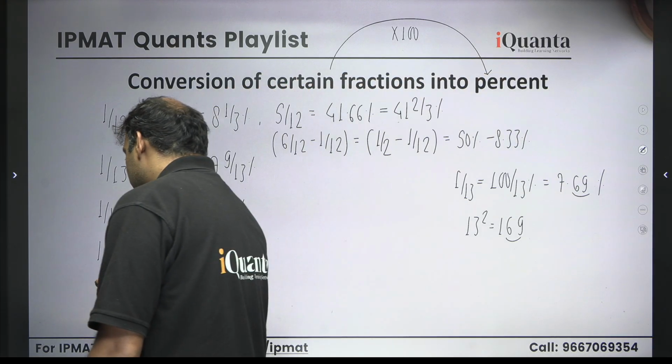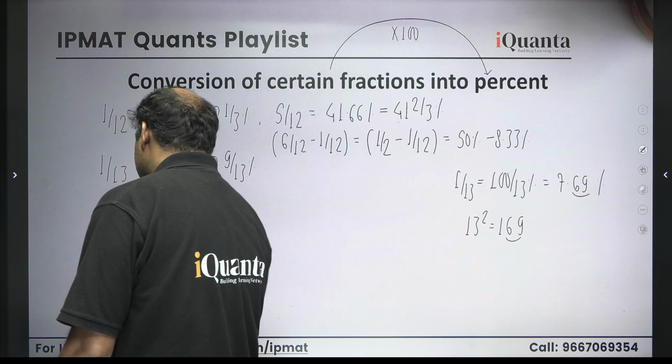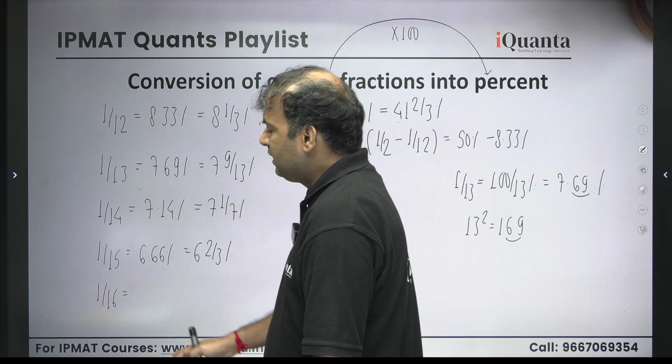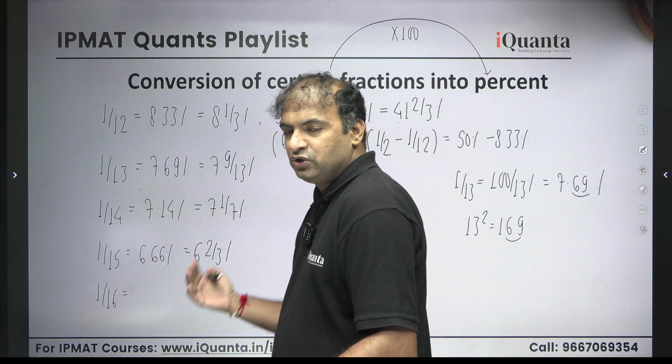Okay, the next one is 1 by 16, which we can remember with the help of 1 by 8. 1 by 8, guys, is what? It is 12.5%, which we saw in the previous slide.